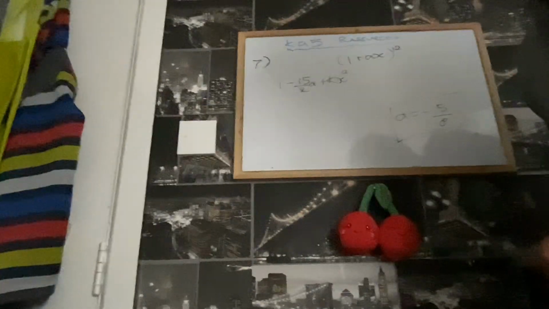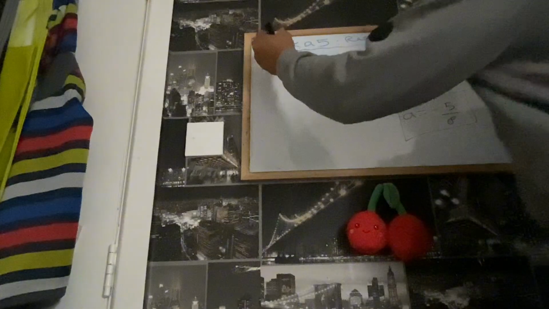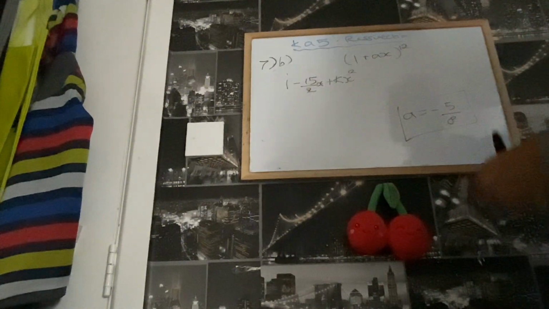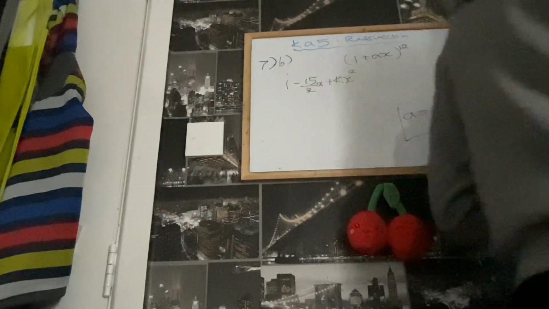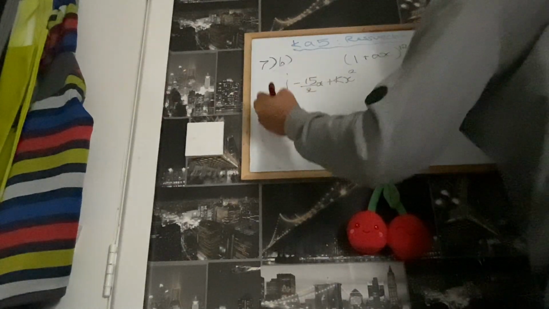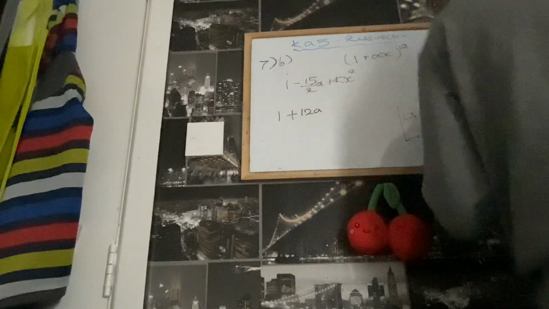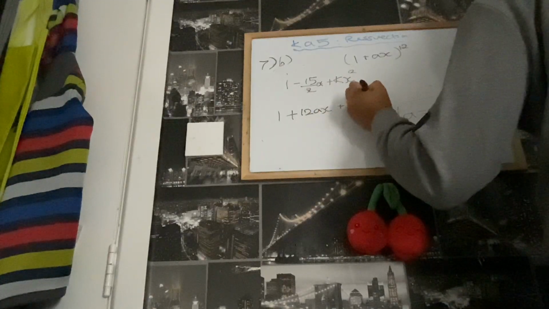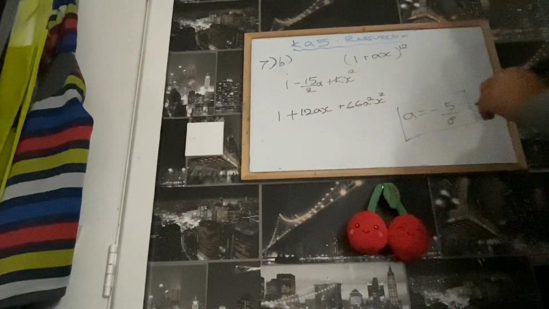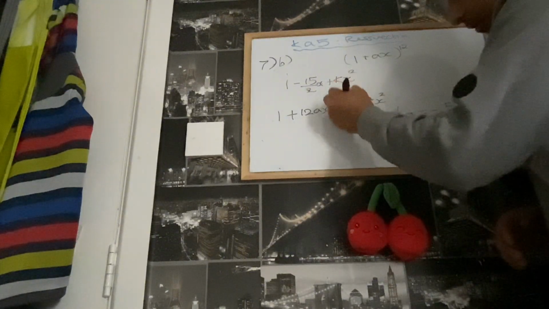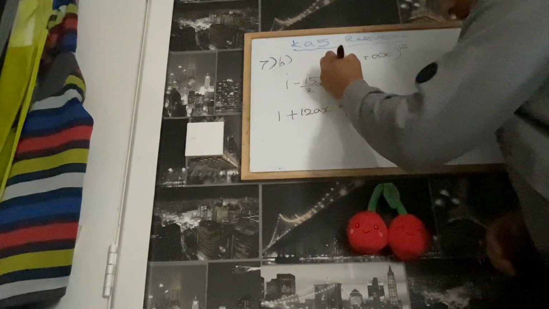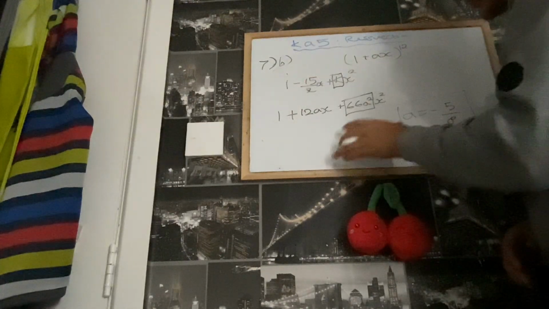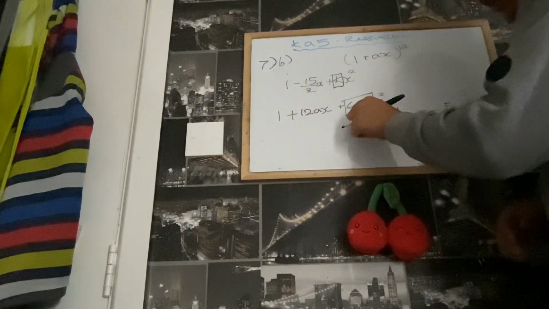Starting off question 7b. We're told that we should find what k is, so we have to find the value of k. Now we know previously that we got 1 plus 12ax plus 66a squared x squared. And now we know that this value is the same as this value because they have the same x squared. So this is x squared and this is x squared, and we're told that these two are the same, so we can confidently assume that that is the same as that.